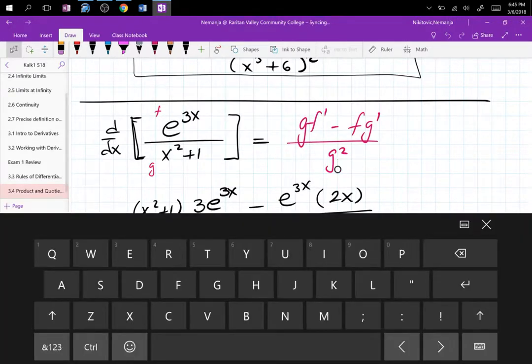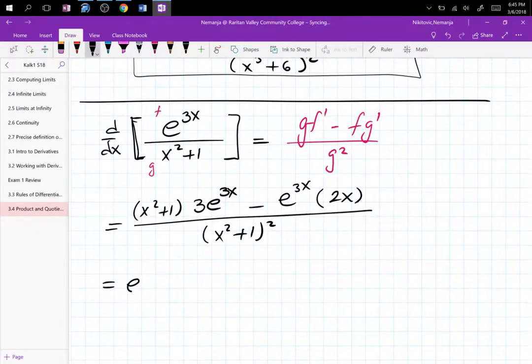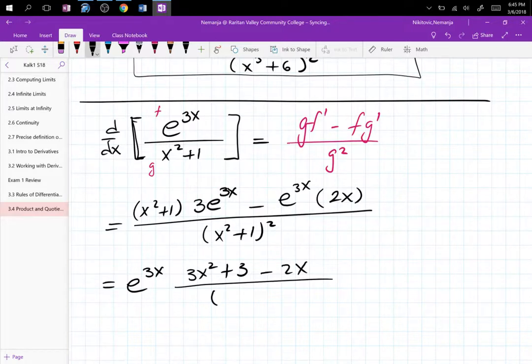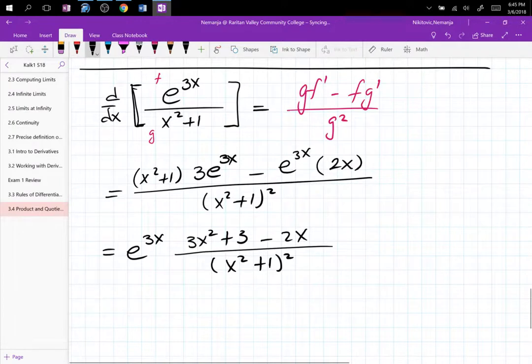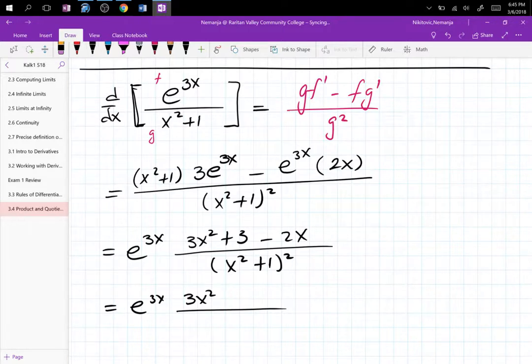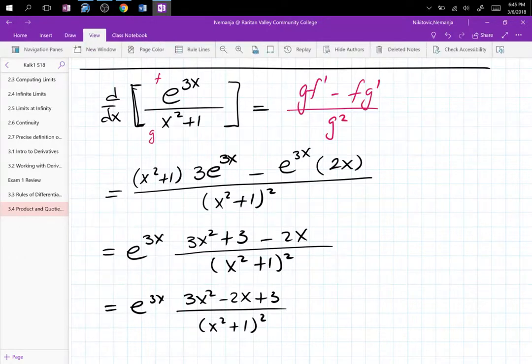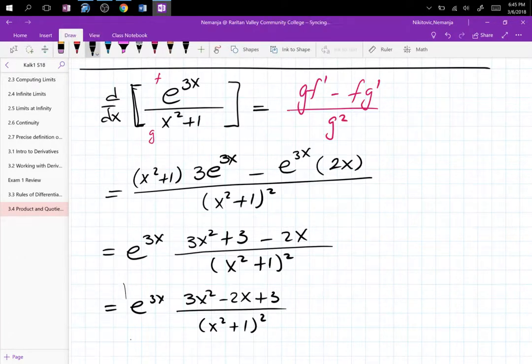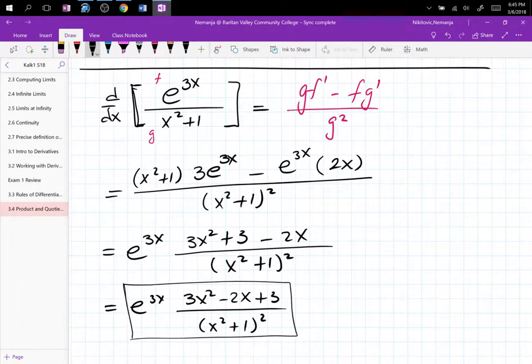So what is the only thing we can kick out? Yes, e to 3x. What's left? Well, when you kick out e to 3x, you have 3x squared plus 3, when you distribute the 3, minus 2x over x squared plus 1 squared. And now we put this in descending order, so 3x squared minus 2x plus 3, over x squared plus 1 squared. And that's it. Ready to set it equal to 0 and get stuff.